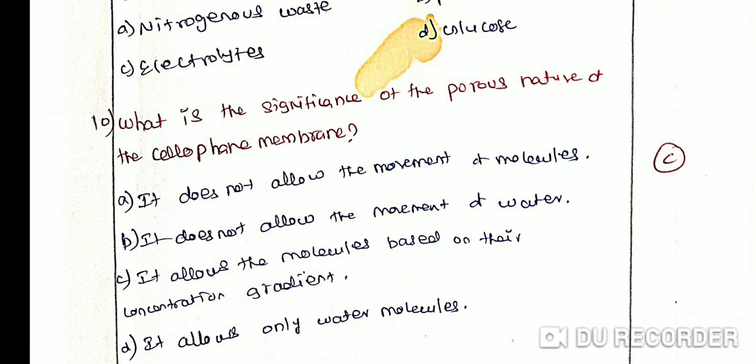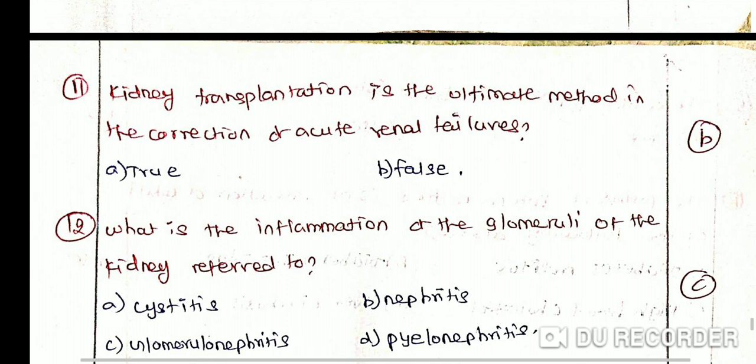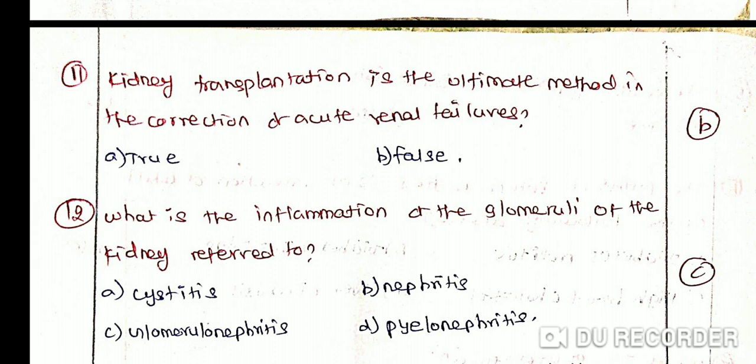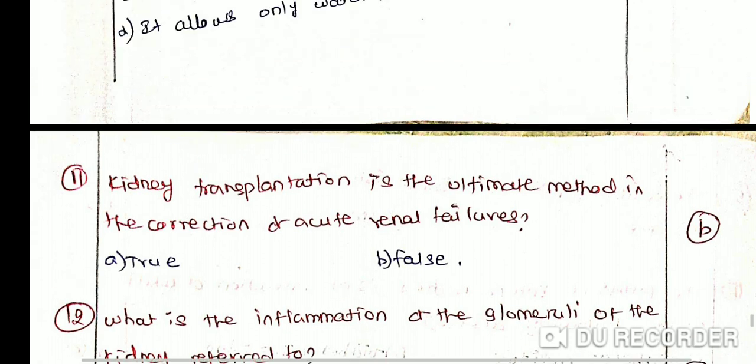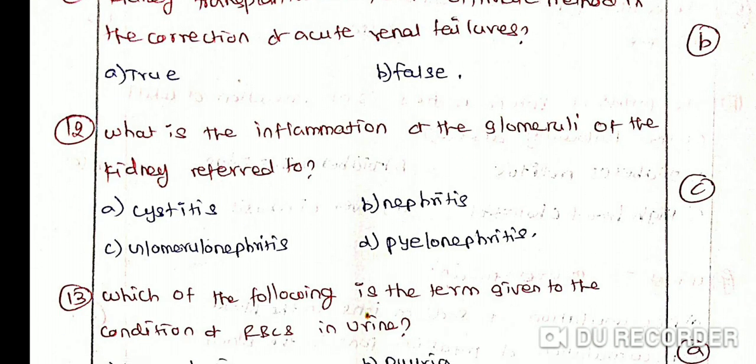Kidney transplantation is the ultimate method in the correction of acute renal failures or kidney failures. A functioning kidney is used in the transplantation from the donor, preferably a close relative, to avoid rejection by the immune system of the host. Next question: what is the inflammation of the glomerulus of the kidney referred to?